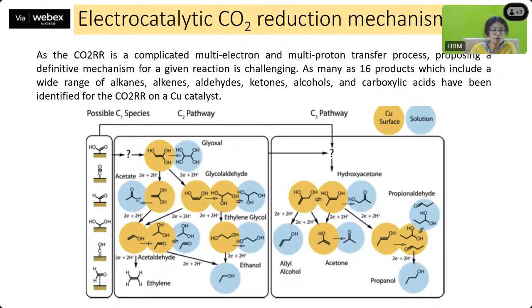Definitely you need not remember this, but I have given this figure to show how challenging it is. There are as many as 16 products, including a wide range of alkanes, alkenes, aldehydes, ketones, alcohols and carboxylic acids. These are all formed when you do carbon dioxide reduction using a copper catalyst. All these different products have been identified on the copper surface as well as in the solution.